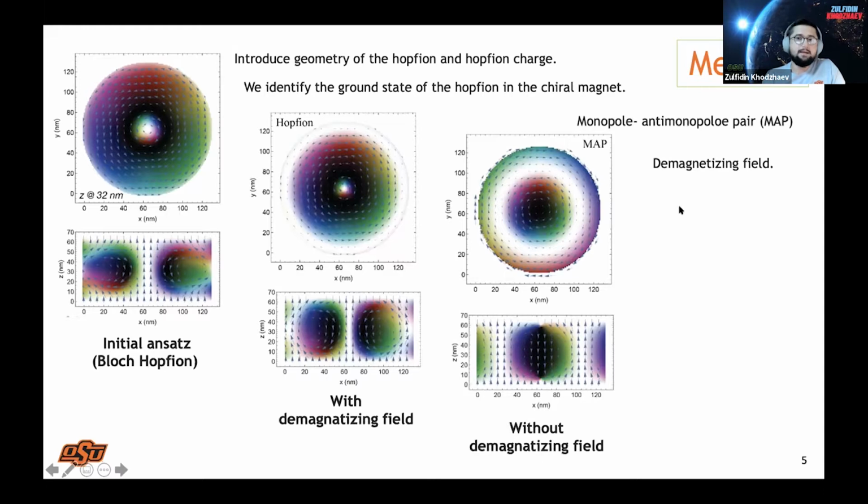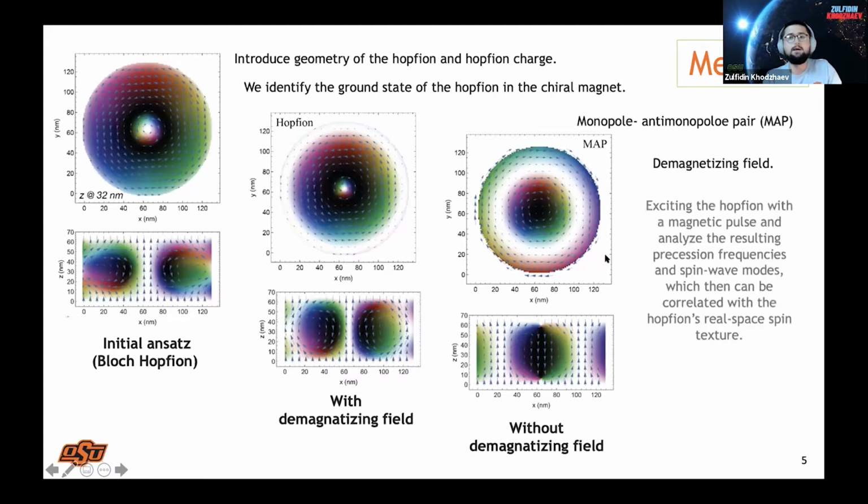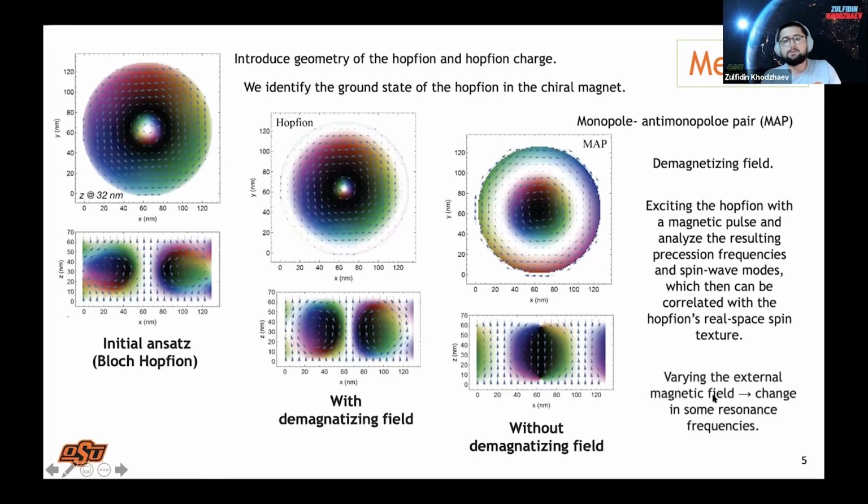Now, this demagnetizing field is sometimes ignored or not discussed in the papers. So it's very important to include it because it keeps the Hopfion more stable. And then we excited the Hopfion with a magnetic pulse, and we analyzed the resulting precession frequencies and spin wave modes. This is what researchers can use in their experimental work. And then, of course, we varied the external magnetic fields, which led us to the resonance frequencies.